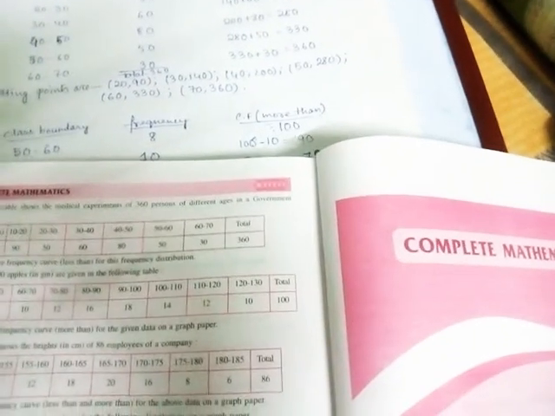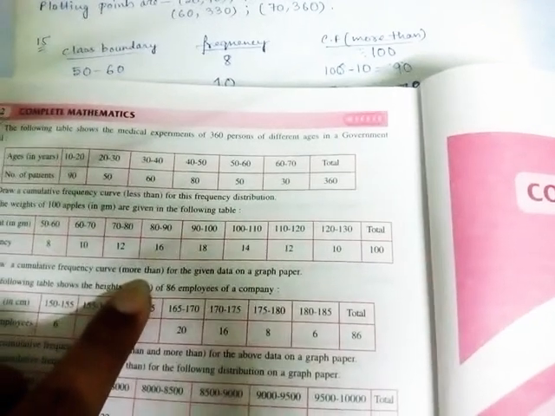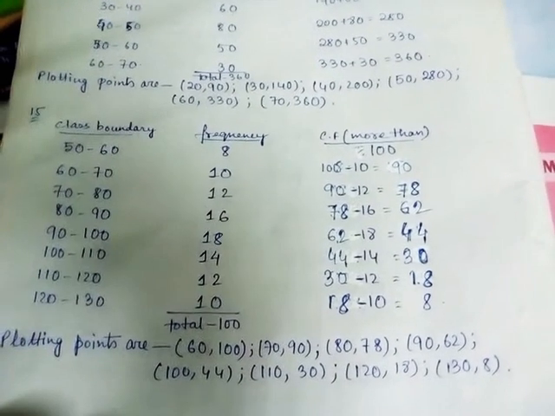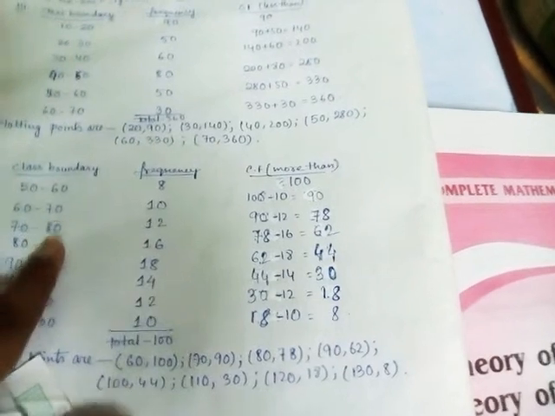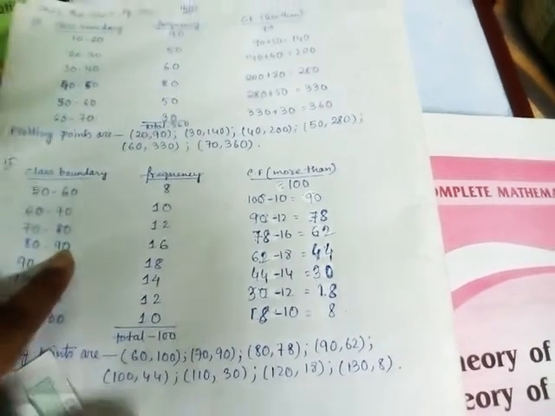In the next math, they say for the given values do a cumulative frequency curve for more than values. For that I have to find the cumulative frequency on a more than basis. Like this I have to find it. I find it here and also write the plotting points. The plotting points here would be 60, 100, then 70, 90, then 80, 78, then 90, 62, like this. Now I solve the graph.